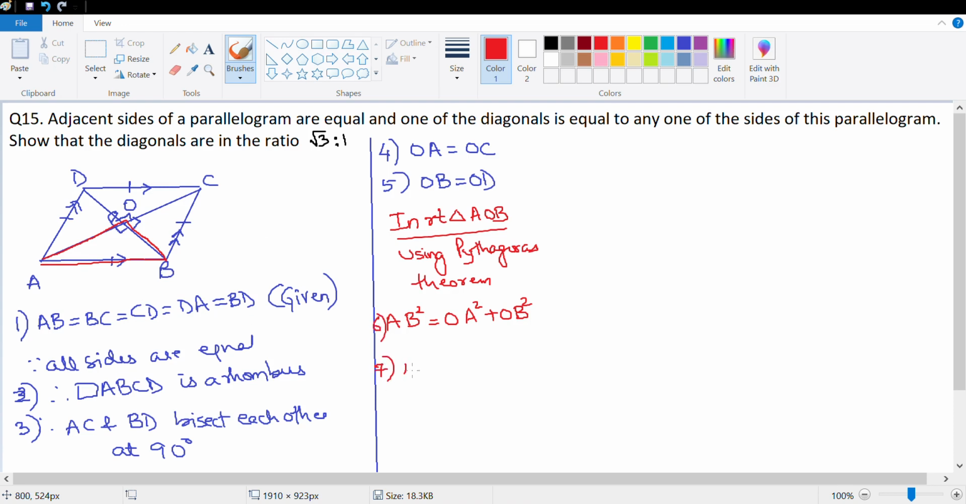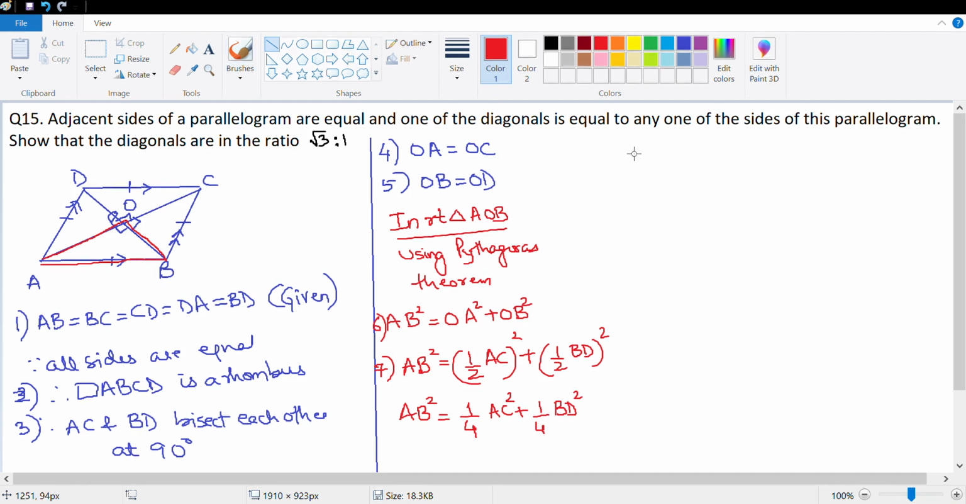Number 7 would be AB square is equal to 1 by 2, OA is half of AC, square, and OB is half of BD, so half of BD square. Perfect. Which means AB square is equal to 1 by 4 AC square plus 1 by 4 BD square. Done.